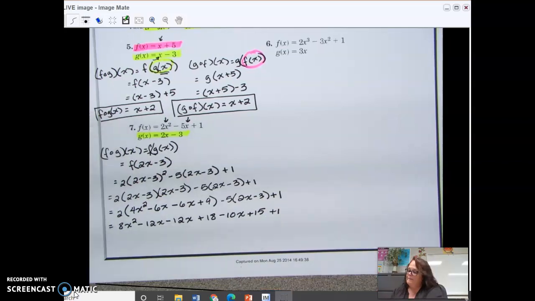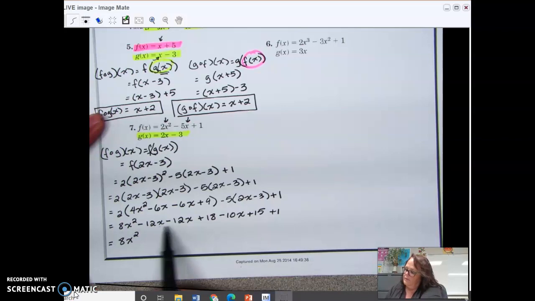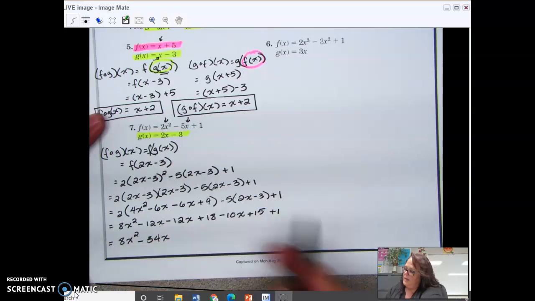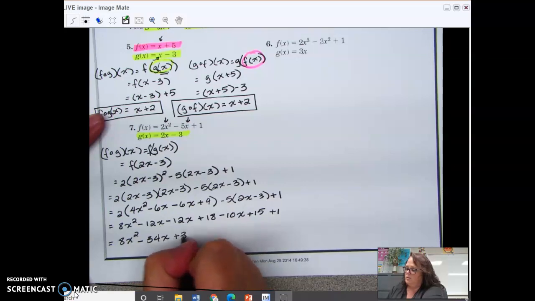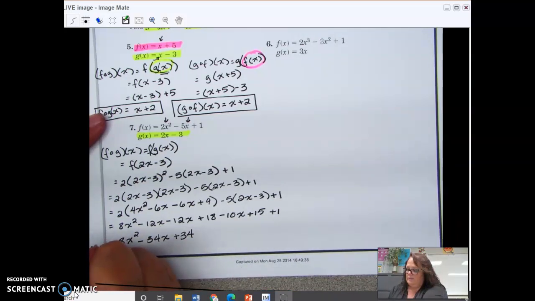So when I put all these together, we've got 8x squared, and then I've got negative 24 plus negative 10 gives me negative 34x. And then I get 18 plus 15 is 33, plus 1 makes 34. So that's going to be the f composition g of x.